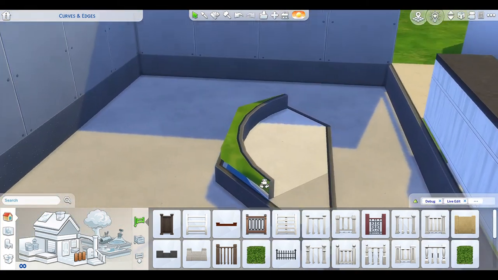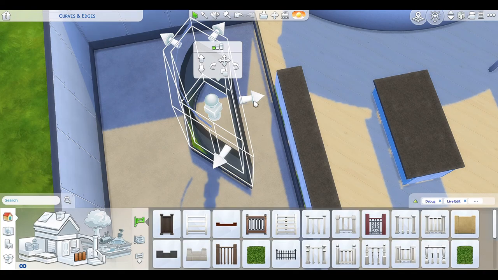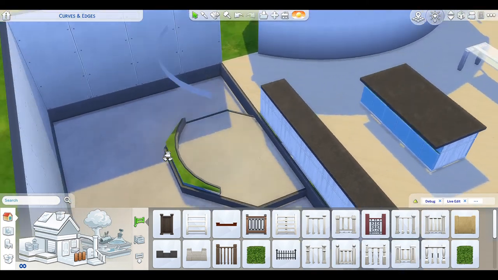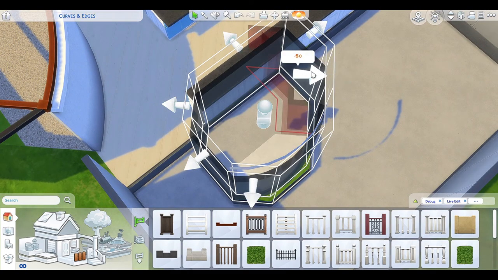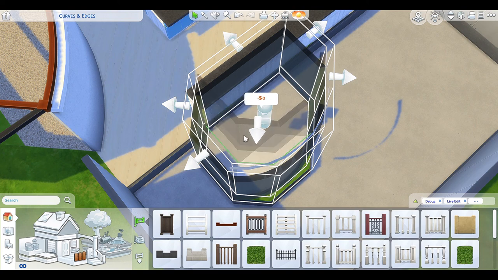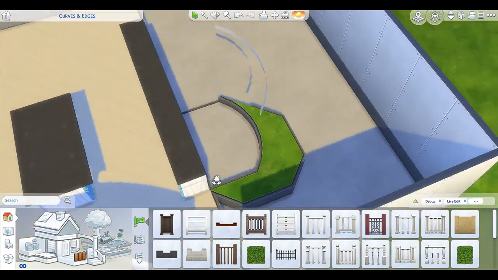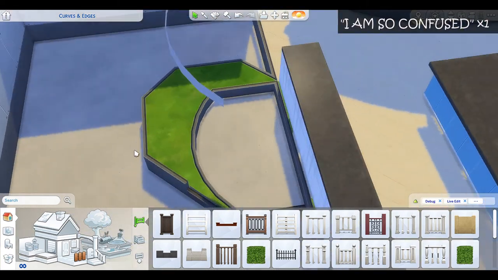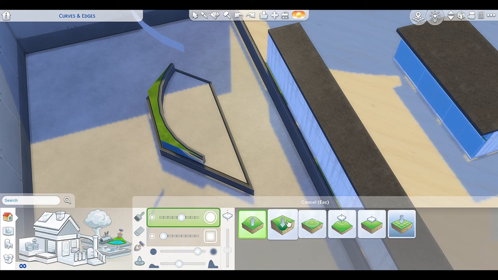What is going on here? Why is it? This is the one thing that I have zero idea about. What the hell? What the heck is going on? Why? I'm so confused. I don't even think I can do anything with it to rain, can I?